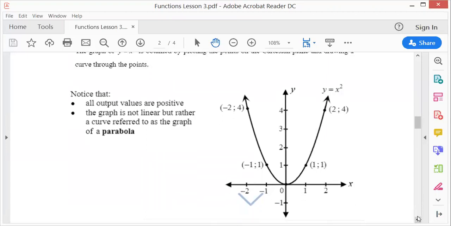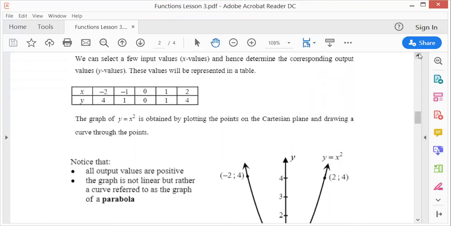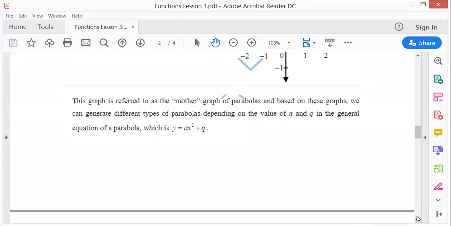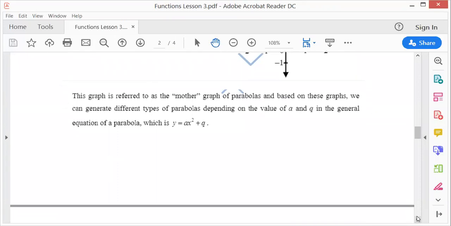And of course, this is called a parabola. See guys, it is called a parabola. It is not straight lines, it is a curve. And you can see this is how it looks. It looks very much like your satellite dish, which is also parabolic. So this is what we call a parabola. And remember, it comes from a quadratic equation, x to the power of 2. So please take note of that. The graph is referred to as the mother graph of parabolas.